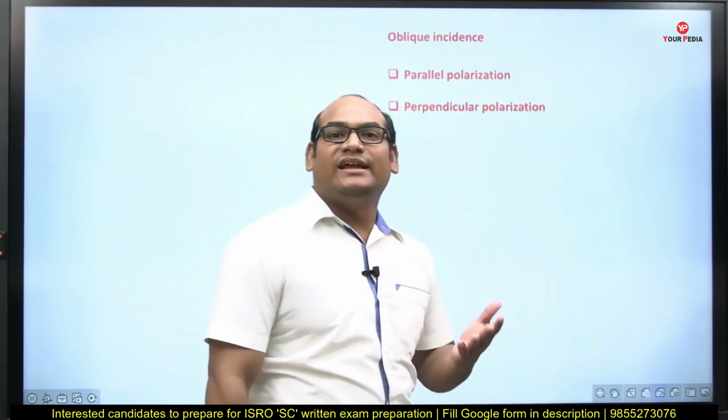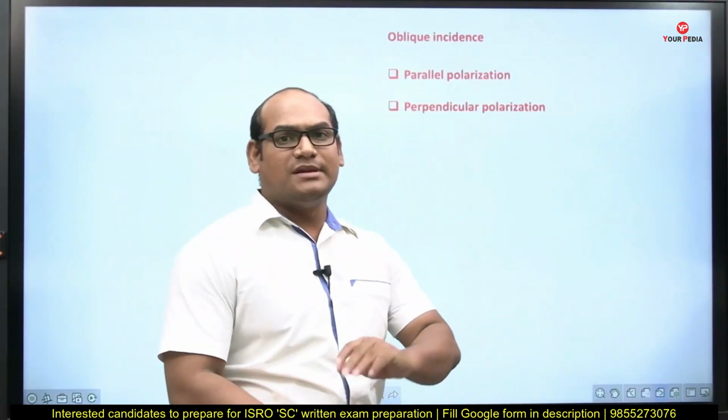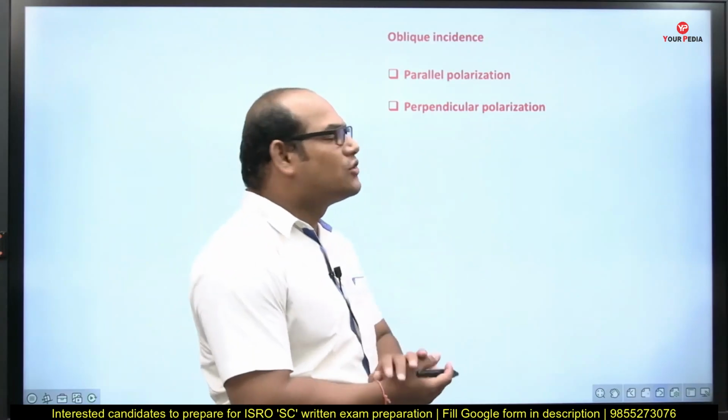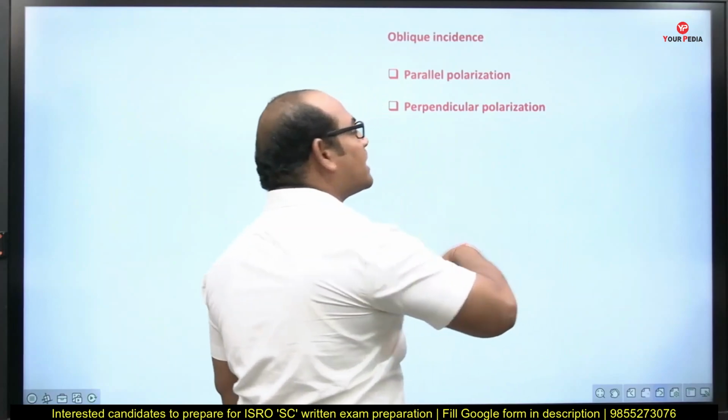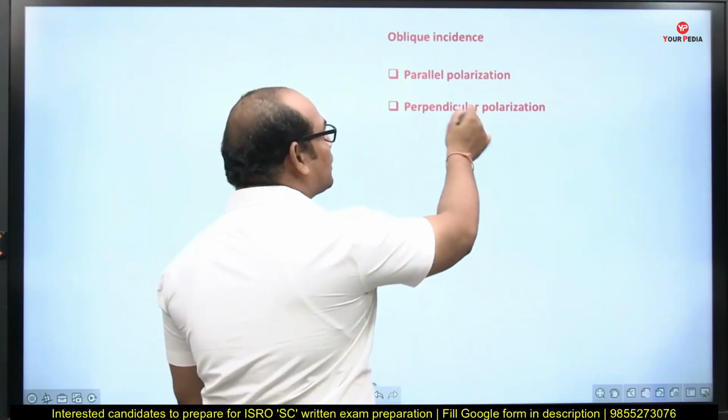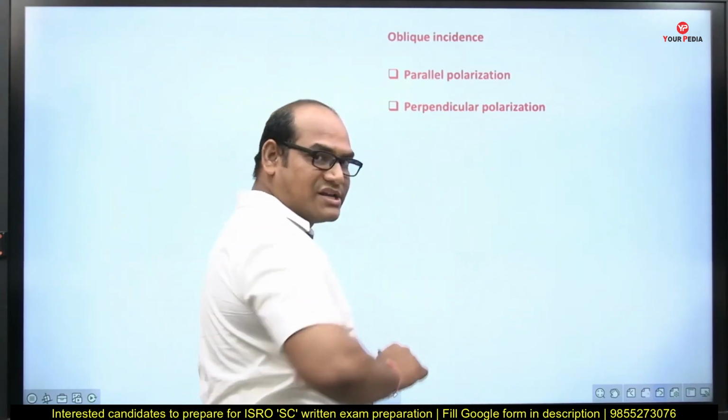Now we are entering into oblique incidence. Normal incidence is over. In this case again we have two types: one is parallel polarization, the second one is perpendicular polarization.